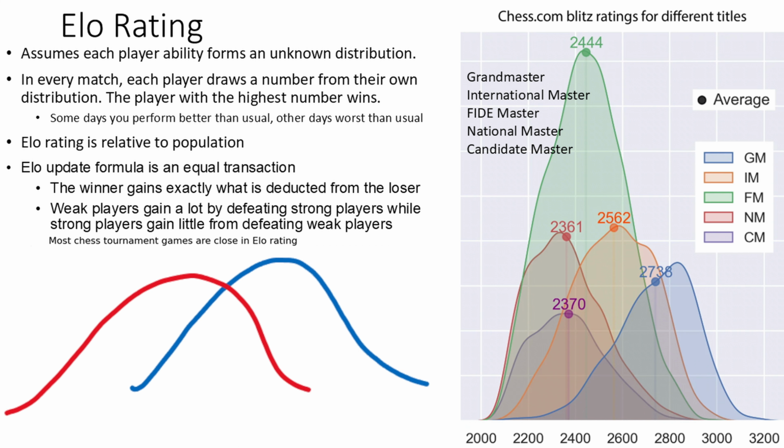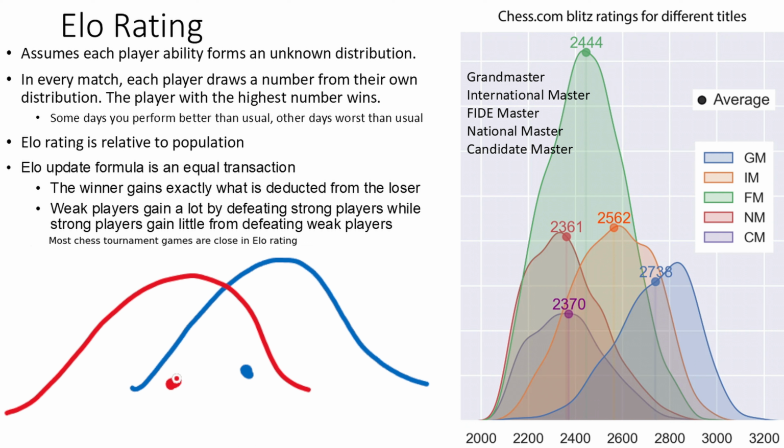We assume each fighter has some unknown ELO distribution. Although we do not know what the distribution looks like, we assume the center of each fighter's ELO distribution is their current ELO score. For any fight, both fighters draw a number from their ELO distribution. The fighter with the larger number wins.